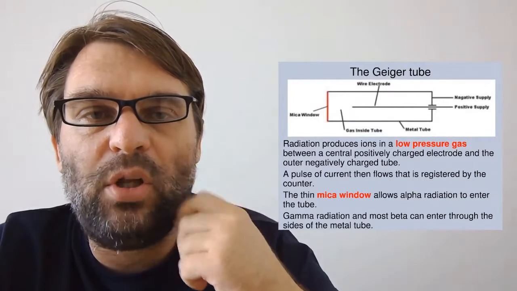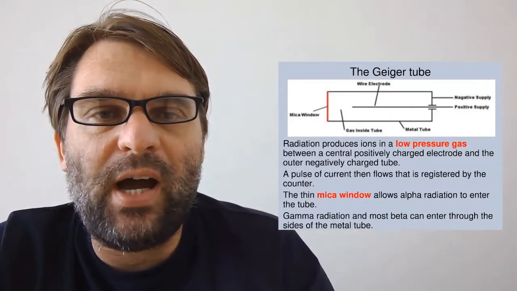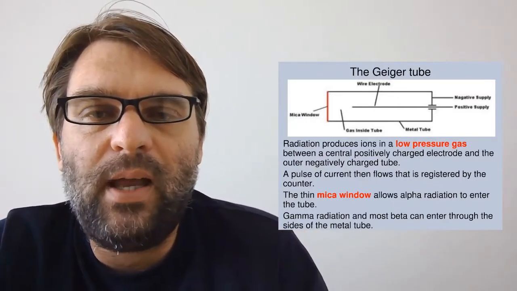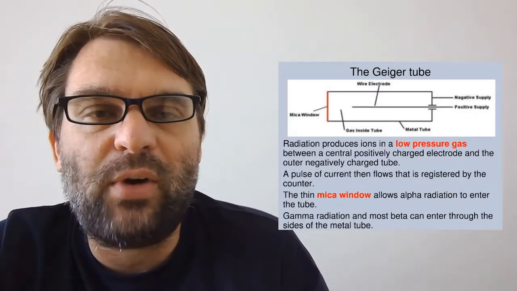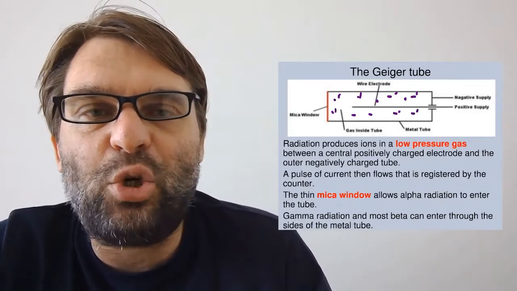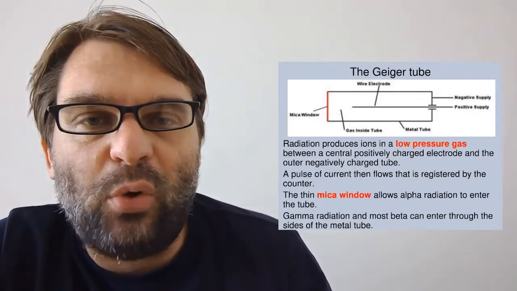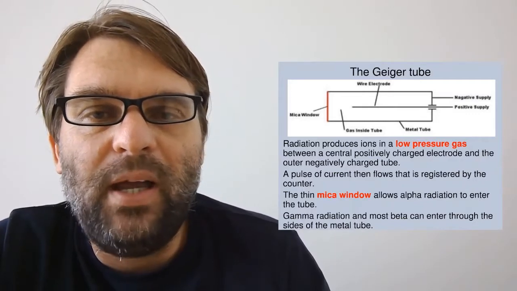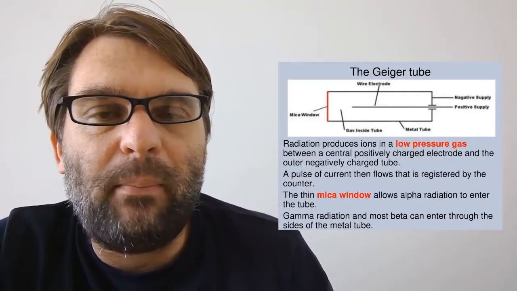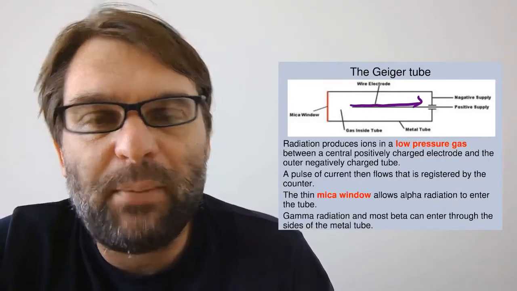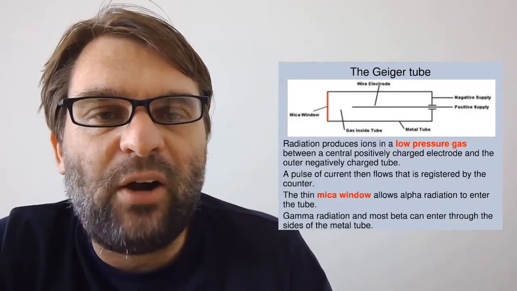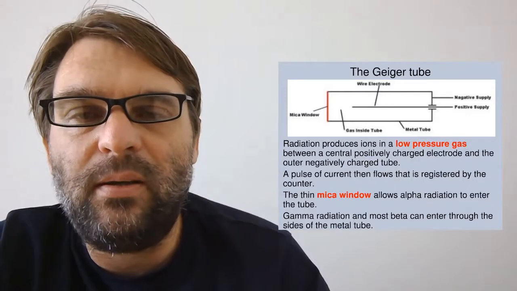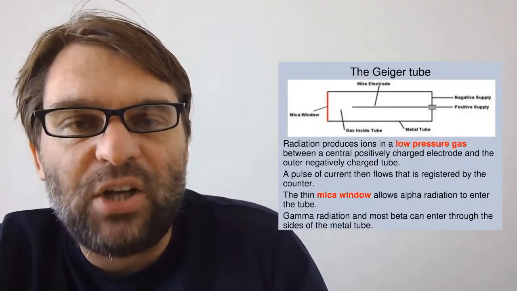In terms of the Geiger-Muller tube, as we know, radioactive ores and radioactive material produce ionizing radiation. And if it passes through a low pressure gas, it's going to produce ions. If you set up a positively charged and a negatively charged tube, the ions are going to move, because they're charged. So a pulse of current flows that is registered in the counter, because remember, current is just charge moving.